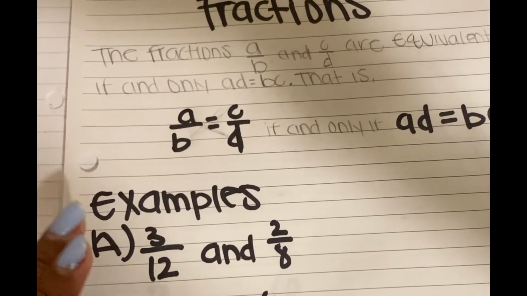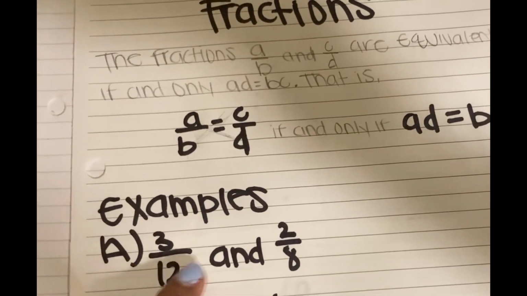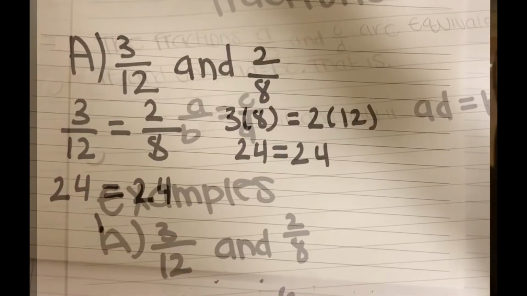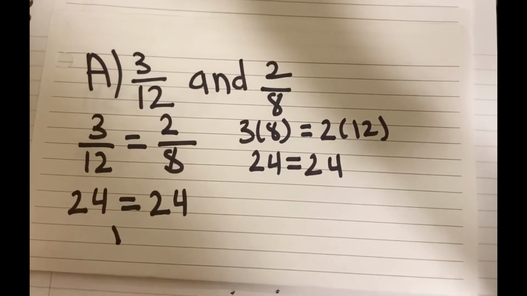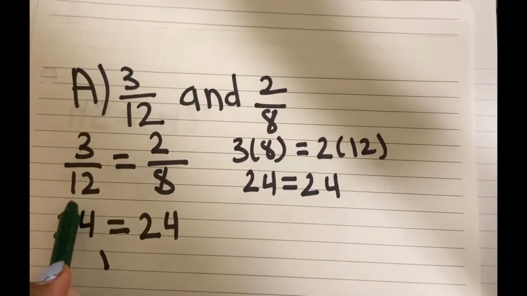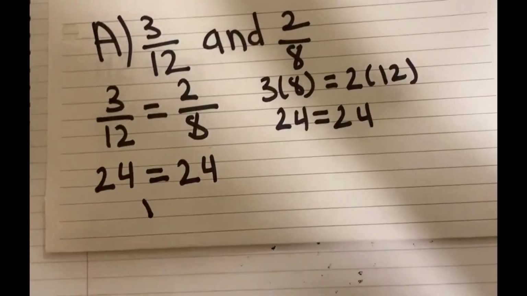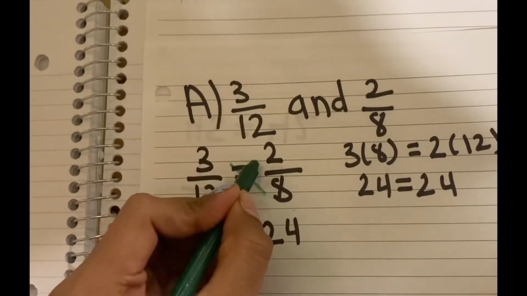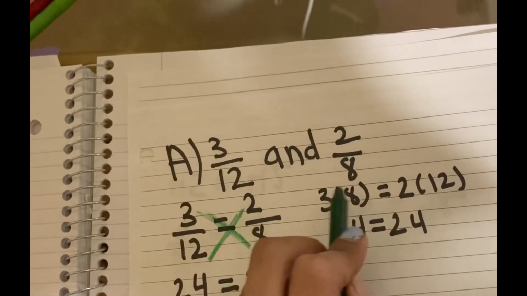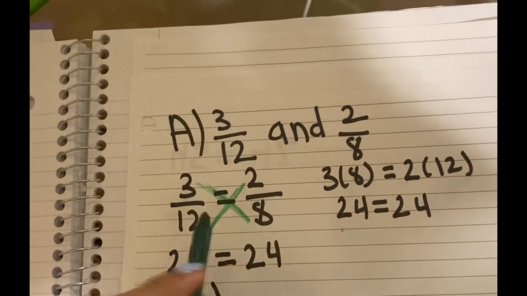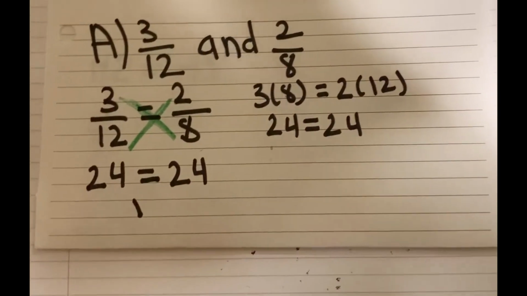Example A states that we have to find whether 3/12 and 2/8 are equivalent. Okay, so I'm going to show you. I went ahead like I always do. So I set up 3/12 equals 2/8. As the theorem states, we have to multiply across each other. So we're going to multiply 3 times 8 equals 24. And if we multiply 2 times 12, it equals 24. So the fractions are equivalent.